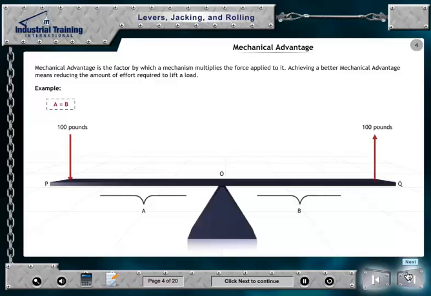In this diagram, the tipping axis is at O. The distances A and B on either side of O are equal. In this case, if you apply 100 pounds down at side P, you will be able to lift 100 pounds at the opposite side Q.